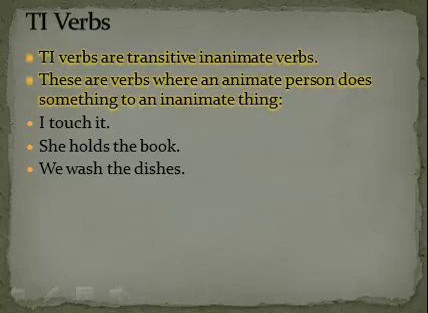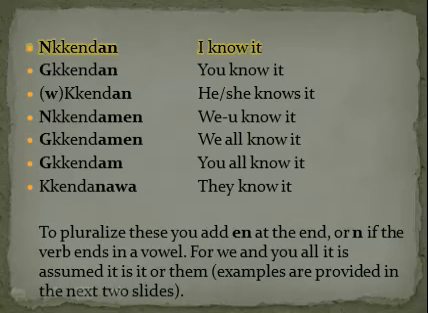TI verbs. TI verbs are transitive inanimate verbs. These are verbs where an animate person does something to an inanimate thing. I touch it. She holds the book. We wash the dishes. Here's an example with nakendan, to know it.